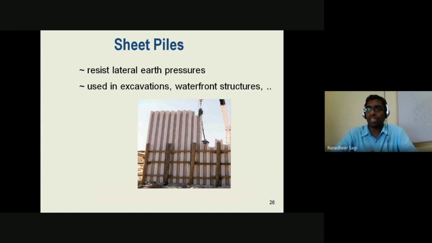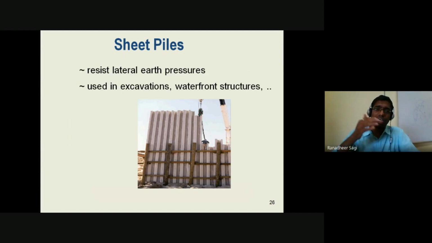Let's say, for example, I need to carry out an open pit excavation. How do we carry out an open pit excavation? We keep on removing the soil out. In the process of continuously removing the soil, there is a problem that the surrounding soil might collapse into the open pit you are excavating.